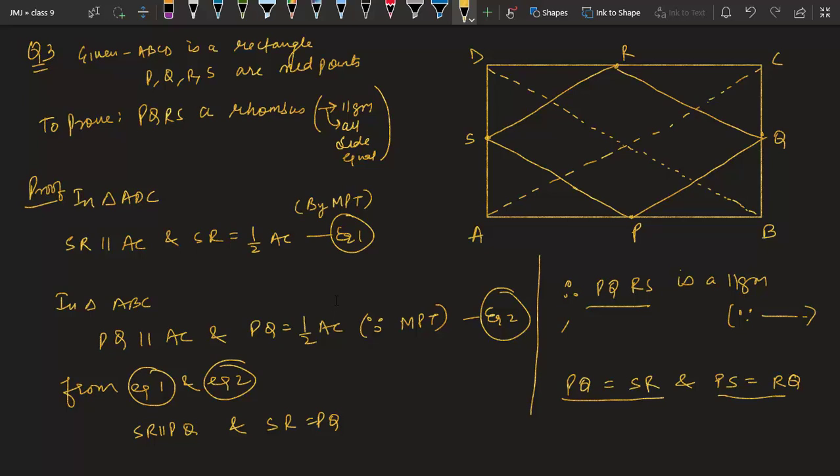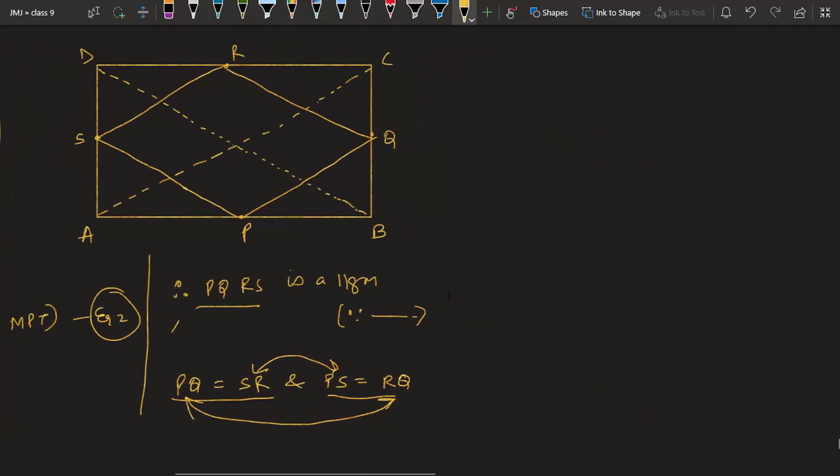We want a connecting link. If we are able to prove PQ equal to RQ, or we can prove this thing, we can say all are equal. So the question comes, from where did I get this connecting link? The answer is hidden in the given part only. ABCD is a rectangle. In a rectangle, diagonals are equal. That means AC is equal to BD. That will help us here. Let's see how.